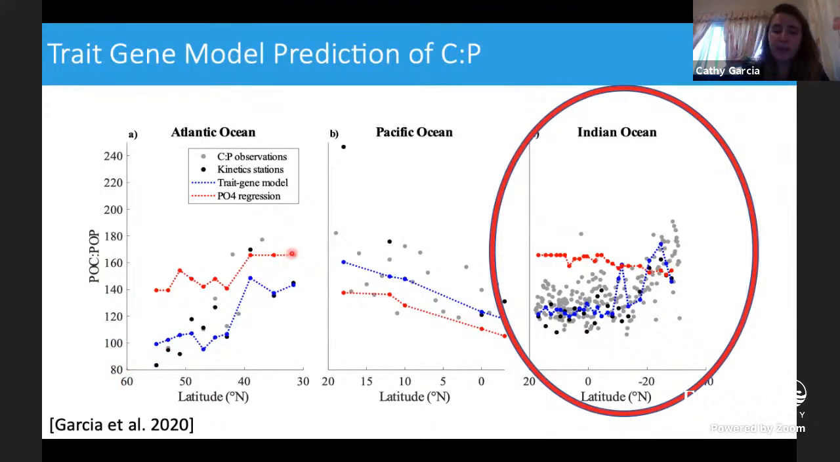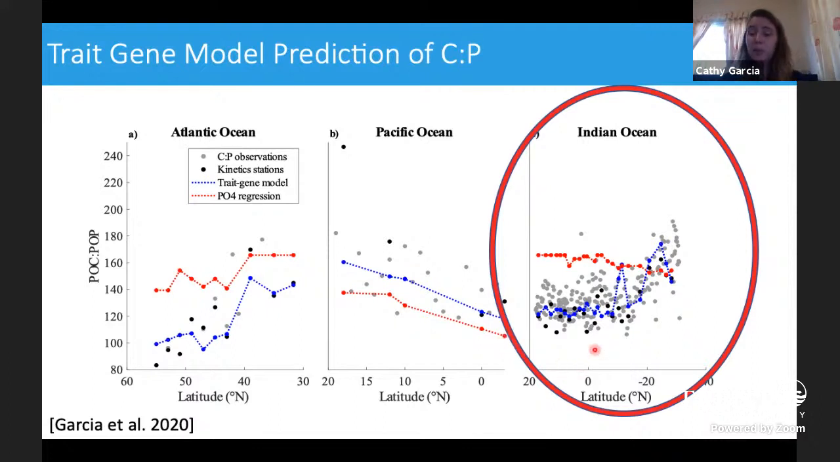So the phosphate model by itself is seen in the red line, and the trait gene model you can see in the blue, and there's good agreement in the Atlantic Ocean, which we expect since a lot of the initial observations are based in the Atlantic Ocean. For the Pacific, we also see a tight relationship between the predicted C to P based on phosphate alone, and also for the trait gene model.